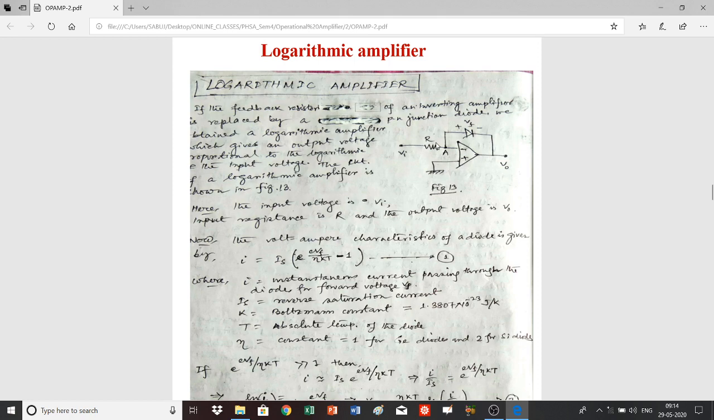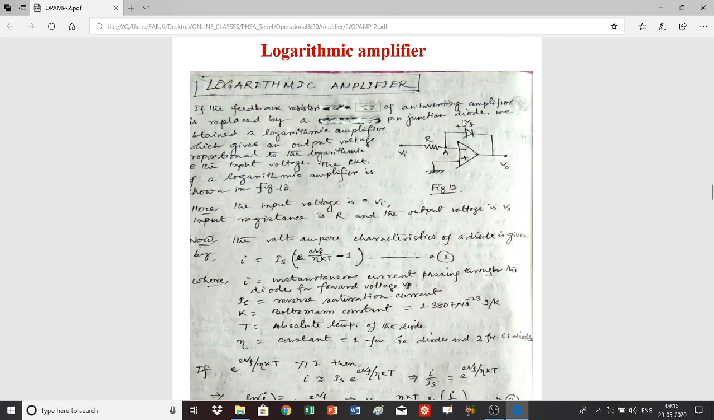It is nothing but an inverting amplifier, where the feedback resistance is replaced by a simple PN junction diode, and the input is given to the inverting input terminal through the resistance R, and the non-inverting terminal is kept grounded, and the output voltage is measured at terminal number 6. From this circuit arrangement, we will be able to see that the output voltage V0 will be proportional to the logarithm of the input voltage.